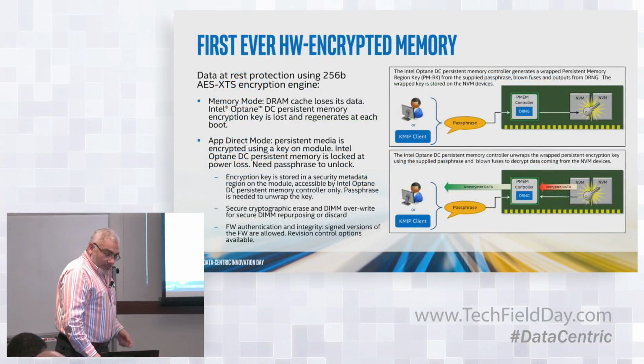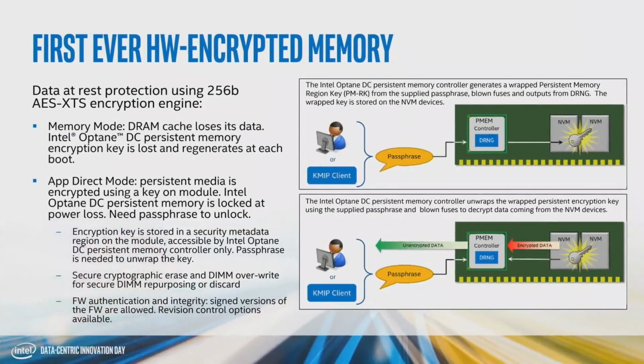Okay, so I'll touch on two points. One of them is security, and the other one is endurance, and that's going to be it for me today. So on security, there are two encryption keys. They are 256-bit strong AES-XTS, generated by the encryption engine on the DIMM. One of them is used for the volatile region when we are in memory mode. The other one is used for the persistent region.